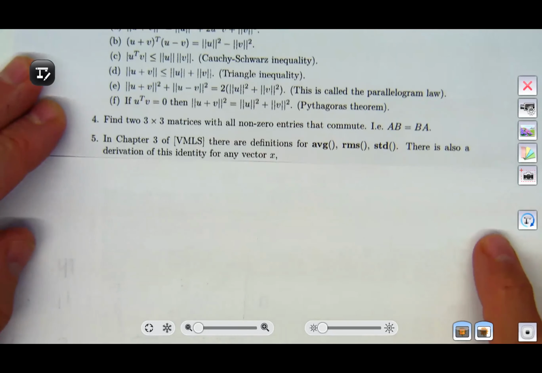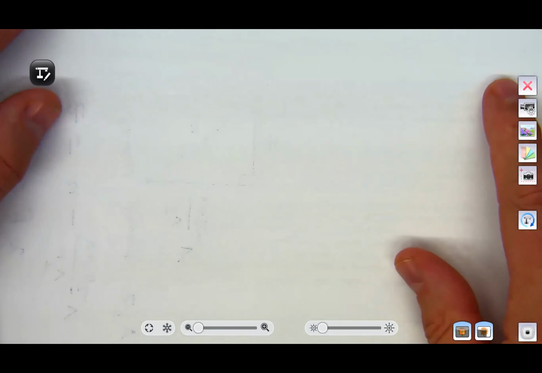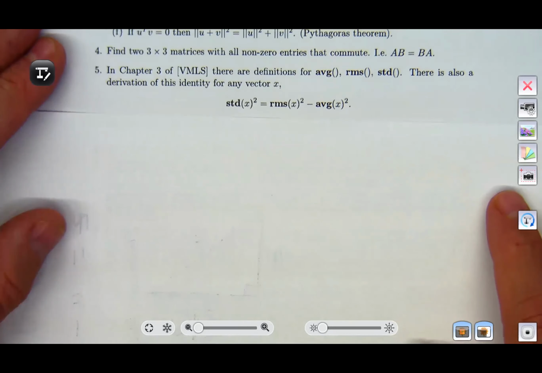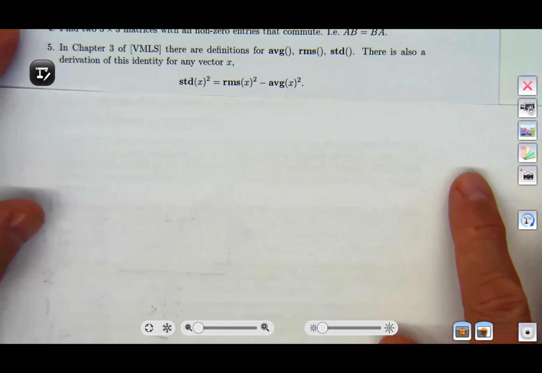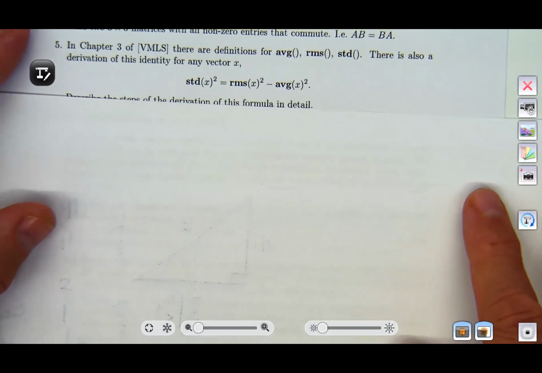Okay, question 5. Now, this is where things start to get a little bit more involved, but it's still easy. And maybe I need to move the chat. I think that's probably okay.